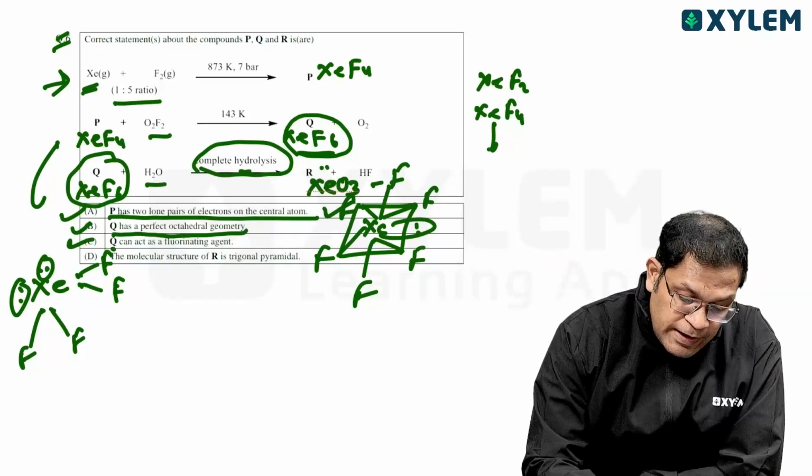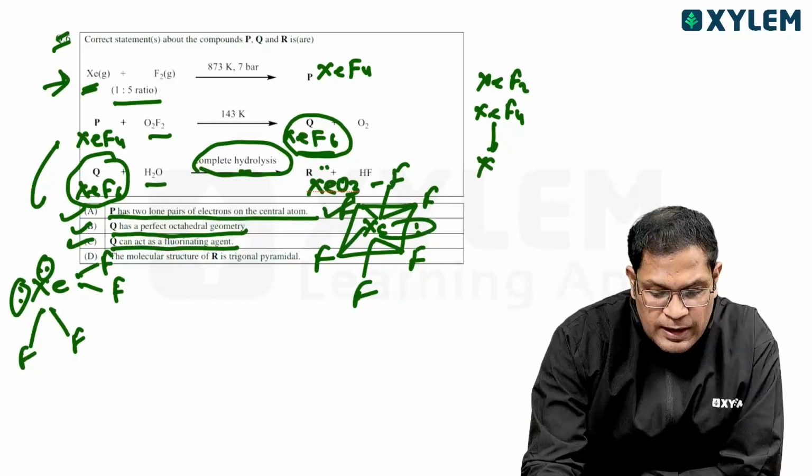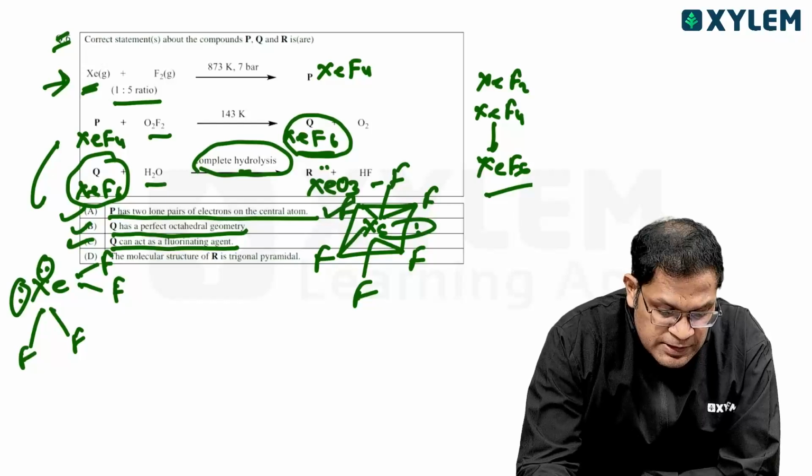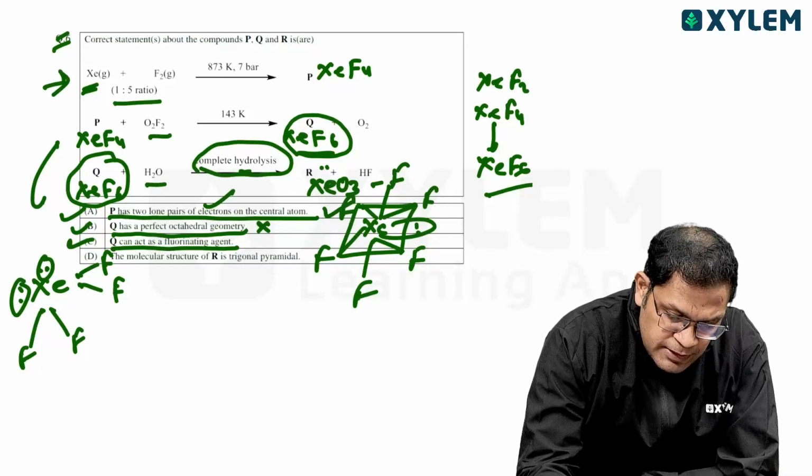Q can act as a fluorinating agent. Guys, all the fluorides of xenon act as fluorinating agents. So this option is also correct. This option is incorrect. This option is correct. This option, acting as a fluorinating agent, is correct.